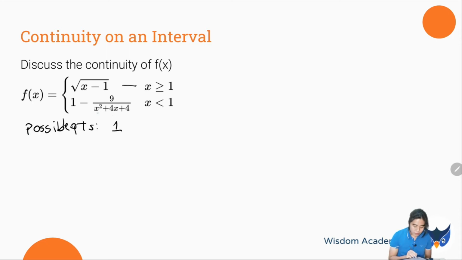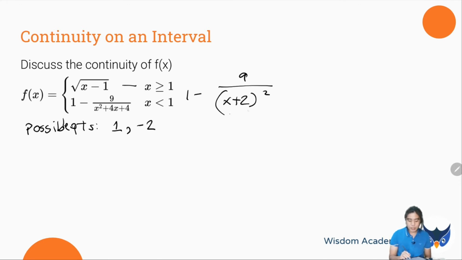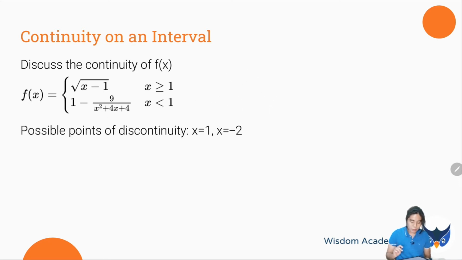Tapos, dito naman, so meron tayong denominator x squared plus 4x plus 4. So, equivalent siya sa (x plus 2) squared. So, ibig sabihin, possible point of discontinuity din yung negative 2. Since, if x is equals to negative 2, magiging 0 yung denominator. And pasok din siya dito kasi negative 2 is less than 1. So, pasok din siya dito. So, now, we shall find the continuity of the function on these points.